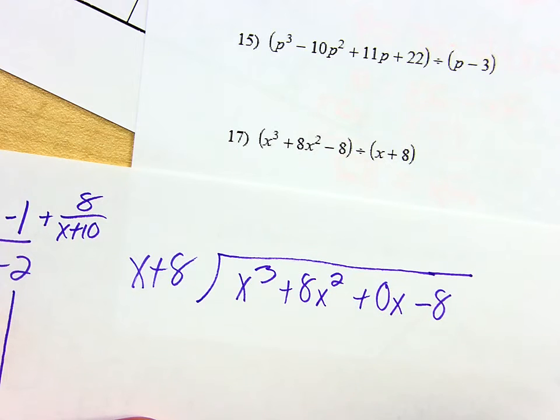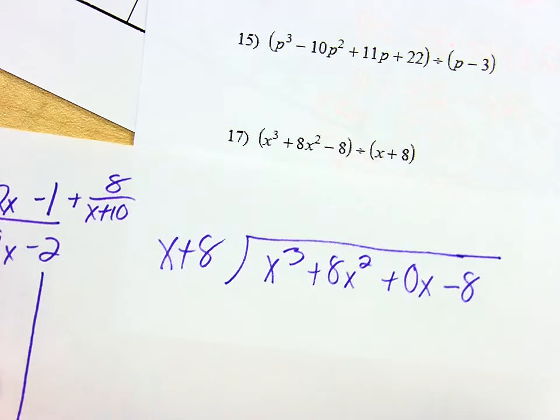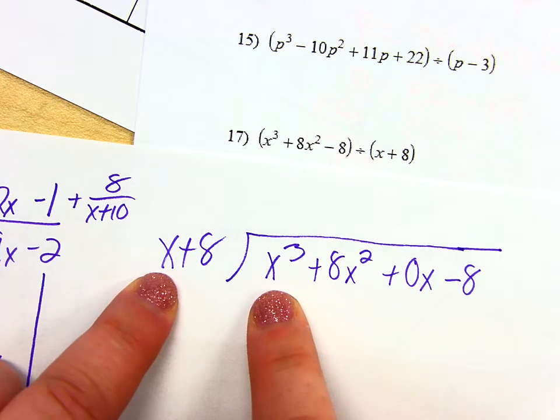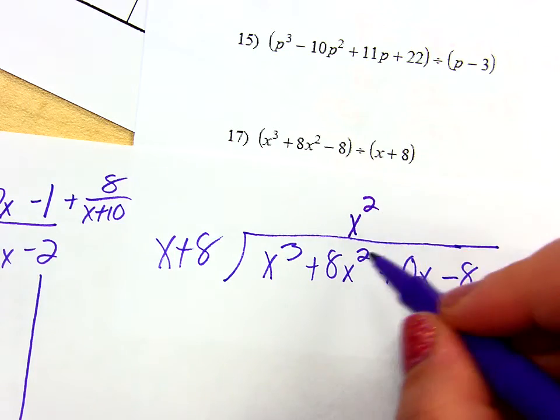Otherwise, where would I put my x's to the first? I would have nowhere to put them. So I need to create a column for everybody. So now I have it. All right. So I do the same thing. What do you multiply x by to get x cubed? x squared. So I put it in the x squared column up at the top.